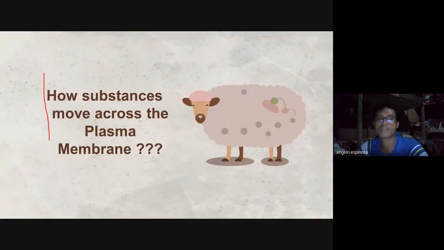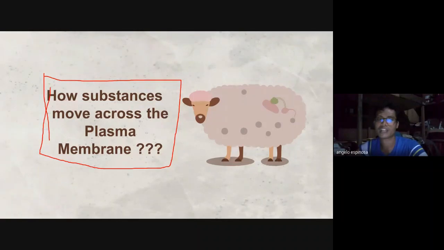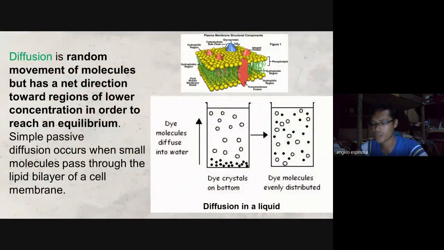Ano nga ba ang dumadaan, yung substances? Kasi it's curious, right? Kumakain ka ng solid na molecules and then food. Tapos, paano dumadaan doon yung nutrients sa plasma membrane? What process ang tawag doon? So, yan, lumalabas yun sa board exam, yung mga tanong na ganyan. Kasi curiosity yan eh.